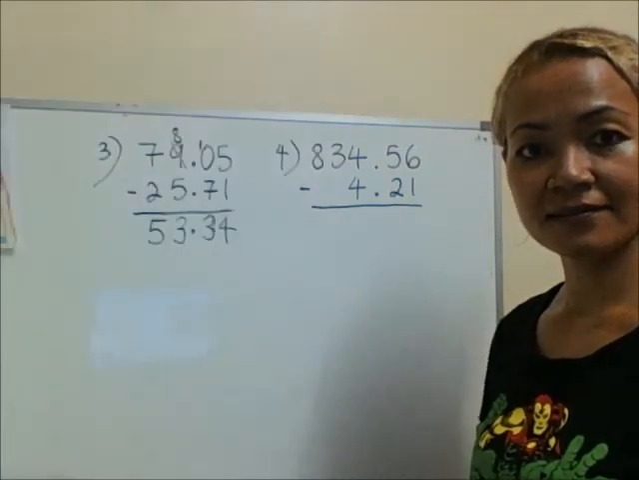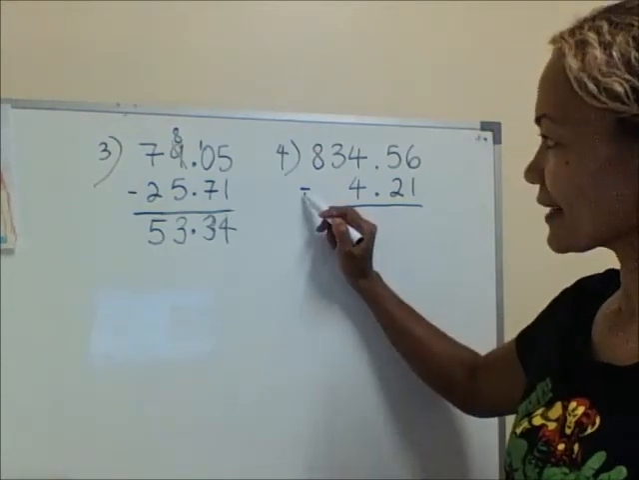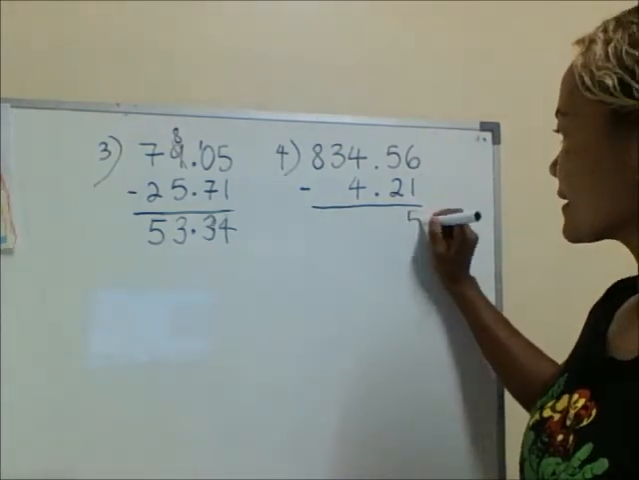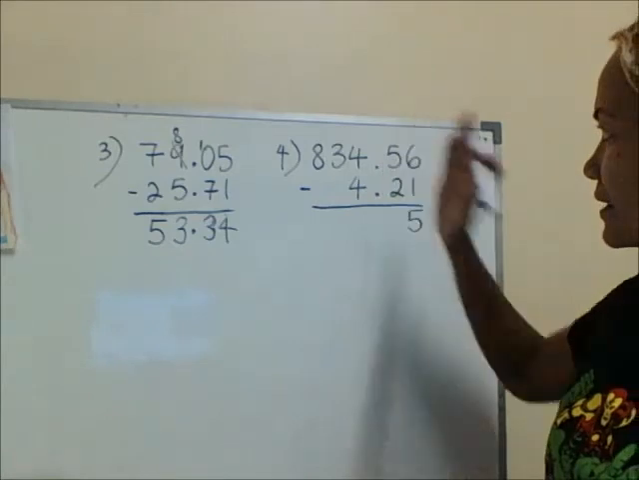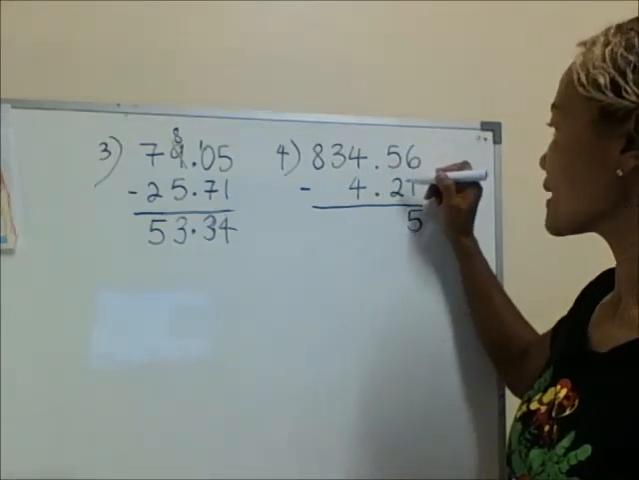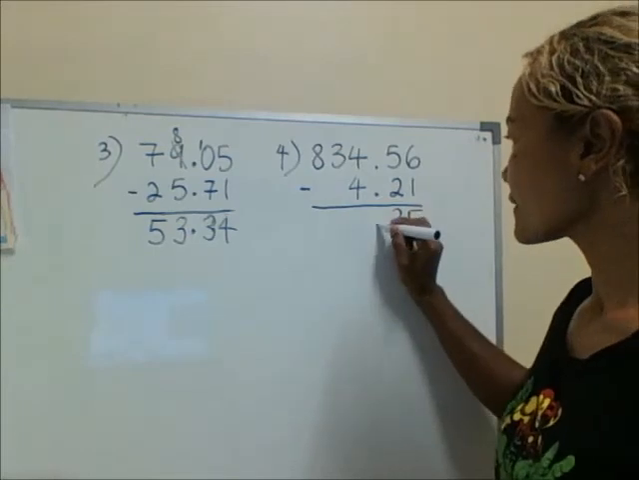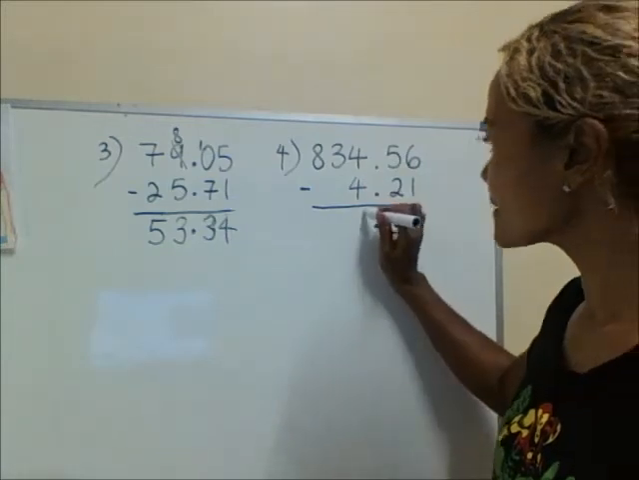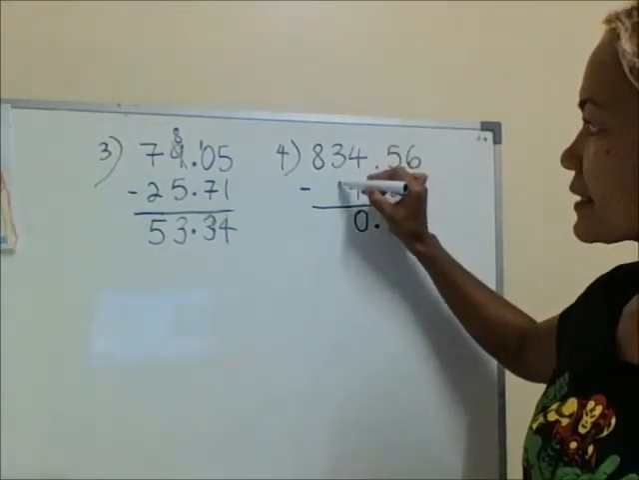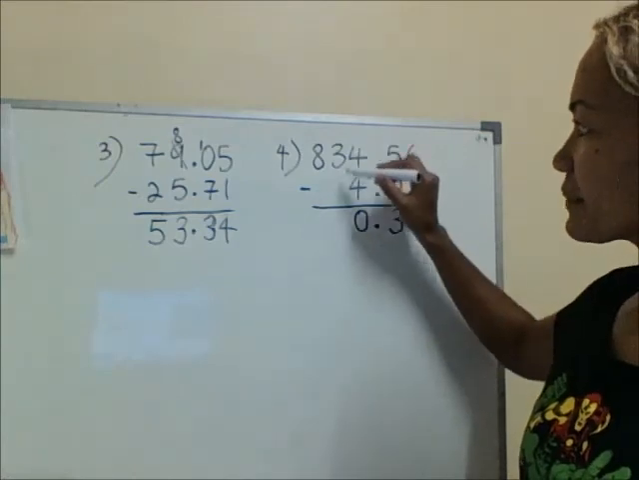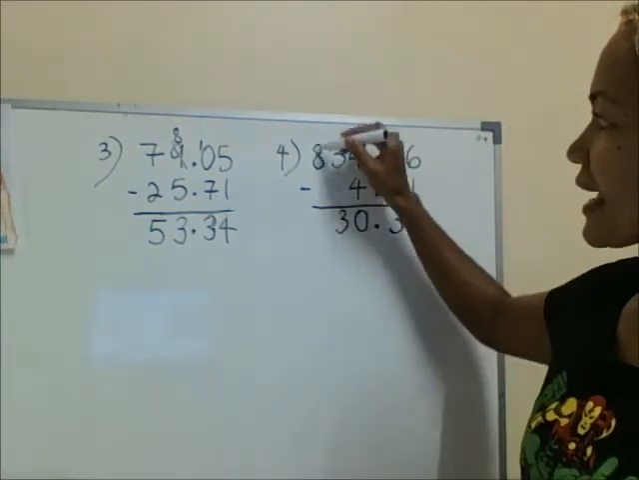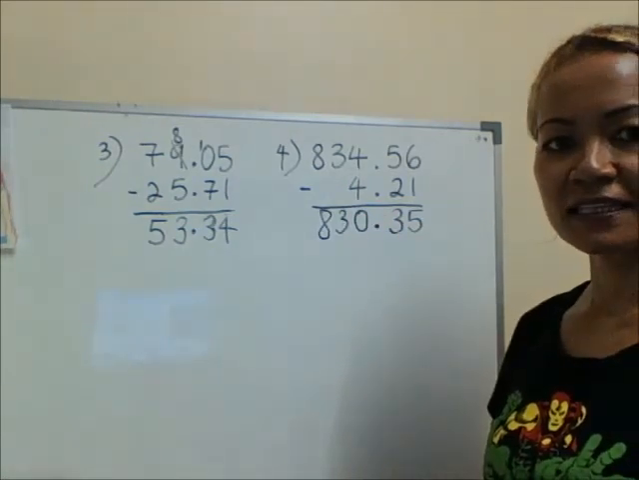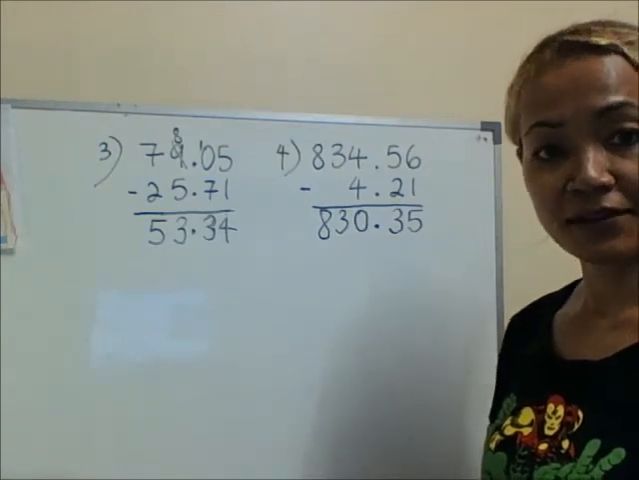I'll give you time now to answer number 4. Did you get it? Okay. Again, it is a subtraction. 6 minus 1 is 5. Into the tenths column. 5 minus 2 is 3. Decimal point going exactly where it should. 4 minus 4 is 0. 3 minus, there's a 0 here and a 0 here. 3 minus 0 is 3. And 8 minus 0 is 8. 830.35. There you have it.